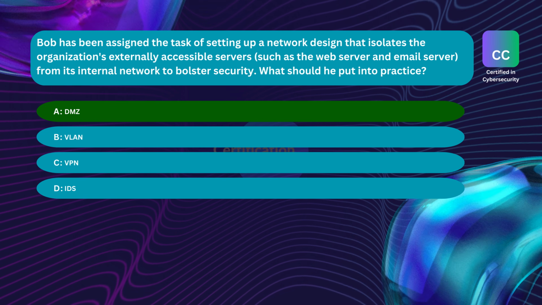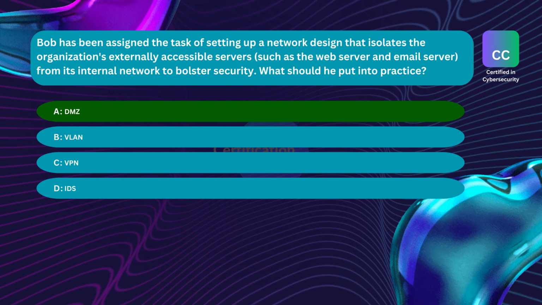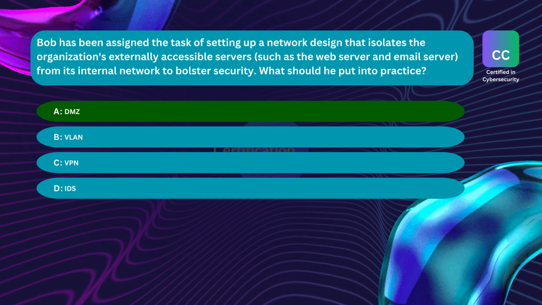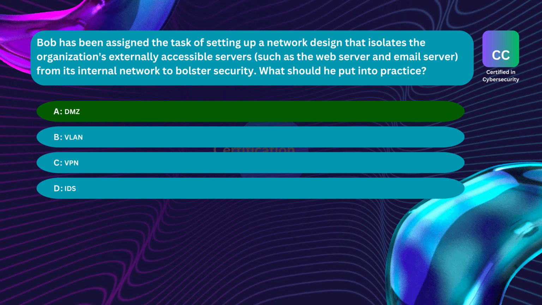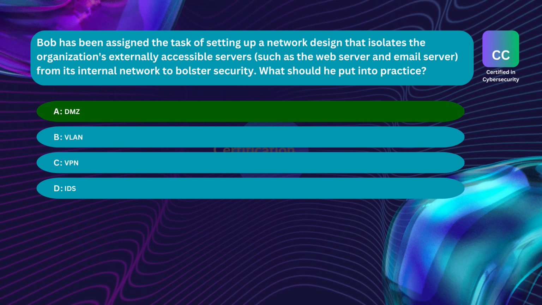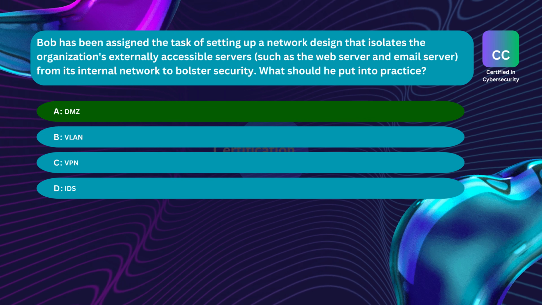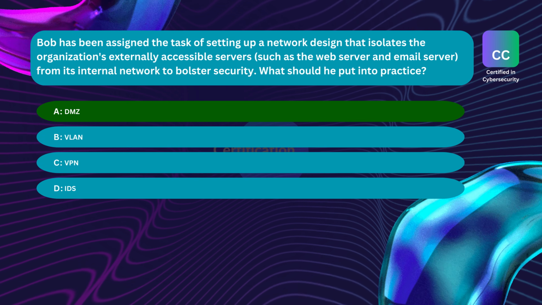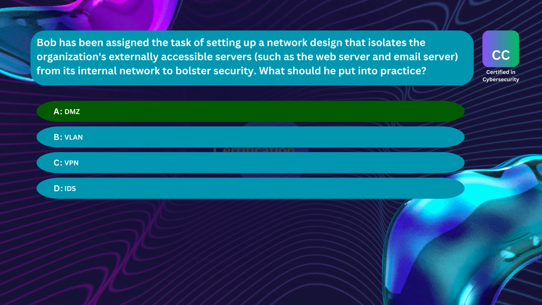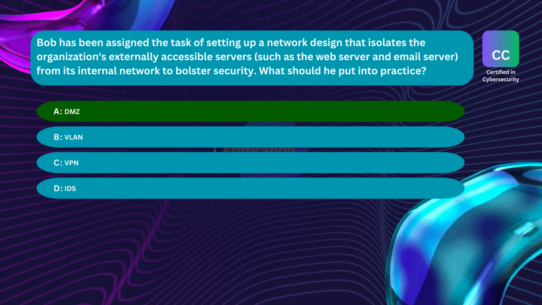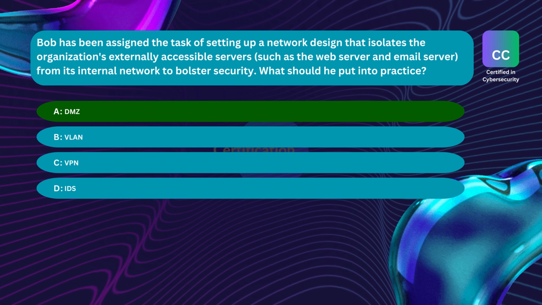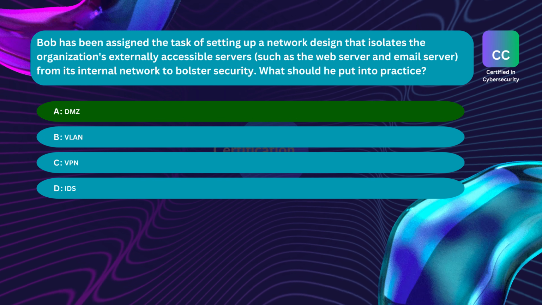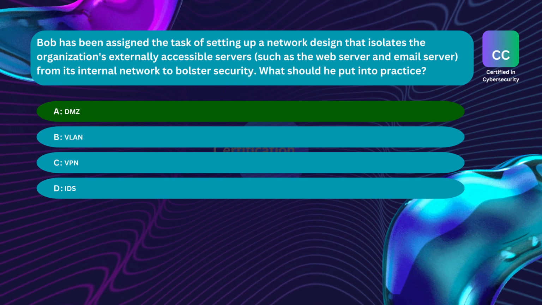VLAN, Virtual Local Area Network, is used to group workstations that are not within the same locations into the same broadcast domain. It's not typically used to separate public-facing servers from the internal network. Option C is incorrect. VPN, Virtual Private Network, is used to create a secure connection to another network over the internet. It is not used to segregate internal and external network services.